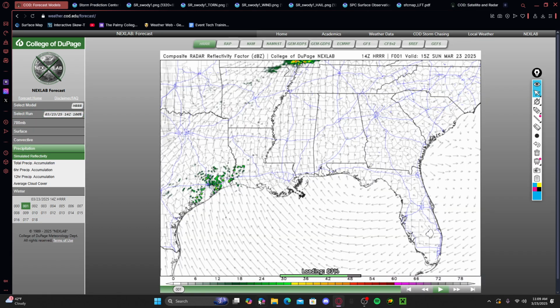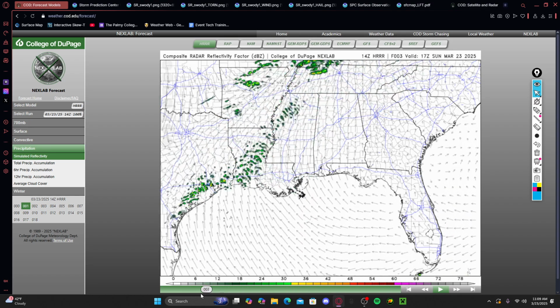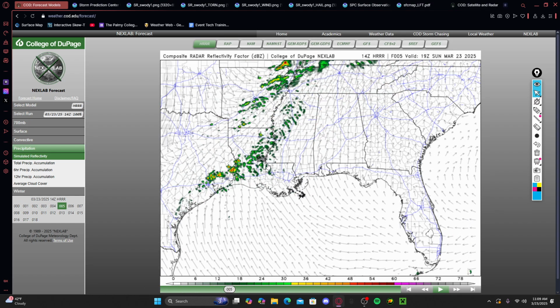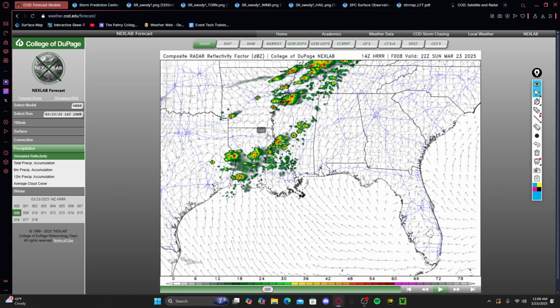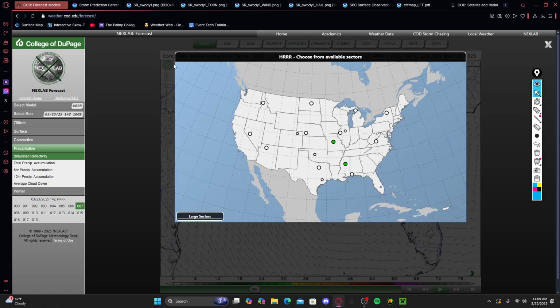Actually, maybe we can do 14Z. Let's try 14Z. 14Z gets us far enough for what we're looking at here. So we have a little bit of instability, as I said, right about 18Z, that's 1 p.m. We get some of these storms beginning to fire here in southern and eastern Texas, portions of Louisiana. Also up north up here.